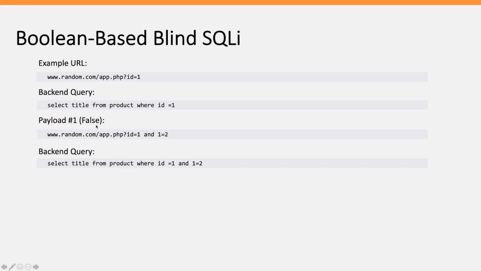So in this case, if you force a false statement, you won't get the title of the products that are associated to ID is equal to 1. Now let's see what happens when you force a true statement.